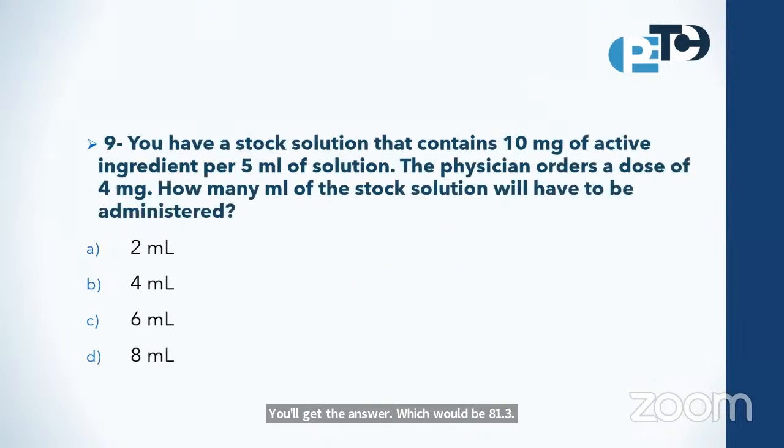You have a stock solution that contains 10 milligrams of active ingredient per 5 milliliters. So every 10 milligrams is present in 5 ml. The physician orders a dose of 4 milligrams of the drug. How many milliliters of the stock solution will have to be administered? It's very easy.